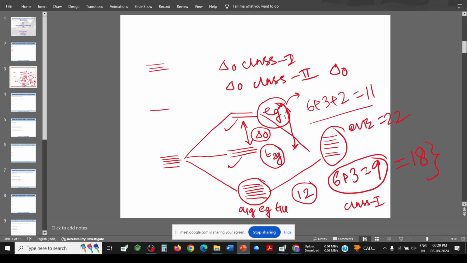It cannot go beyond 18, but for class 1, delta O is smaller, the Eg level can be occupied, and we have more than 18 valence electrons. Okay, I think it is clear.